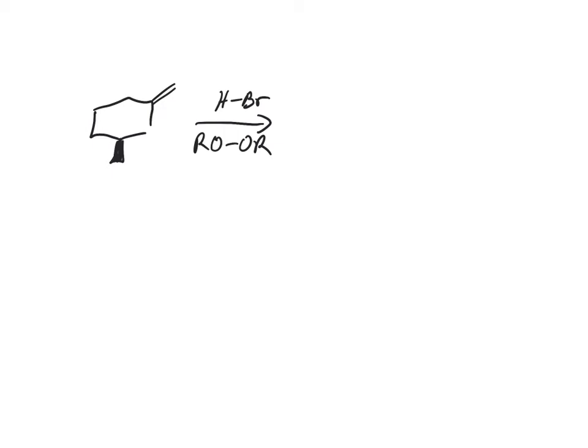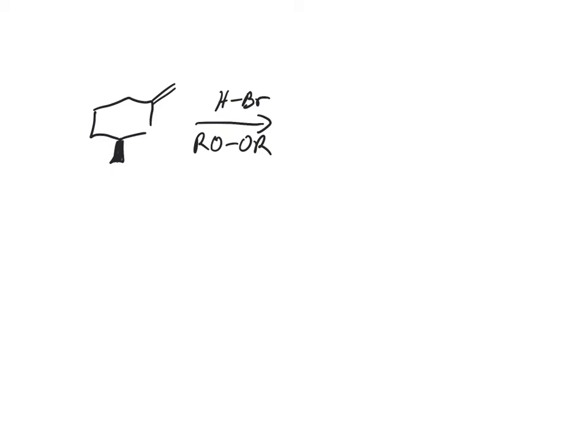So now we have an alkene reacting with HBr, but not the normal HBr, HBr in the presence of peroxides. The peroxide means 2 oxygens bonded to each other. It's a peroxide. So it's going to be different than normal HBr.